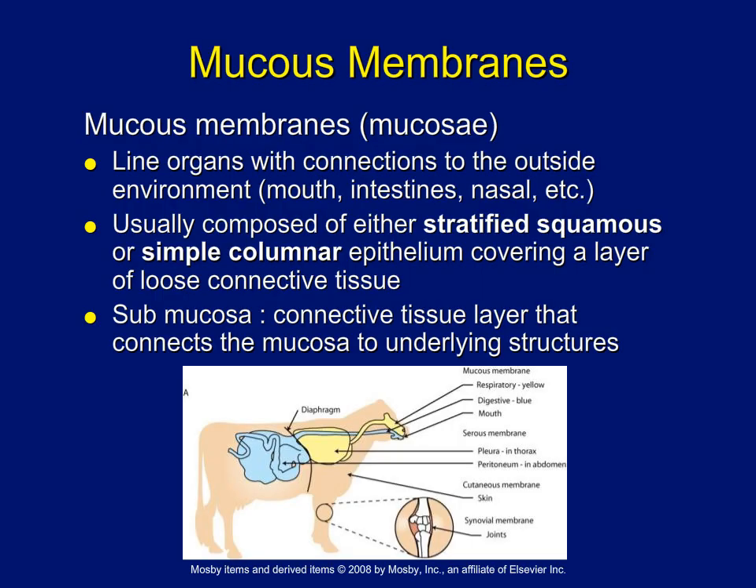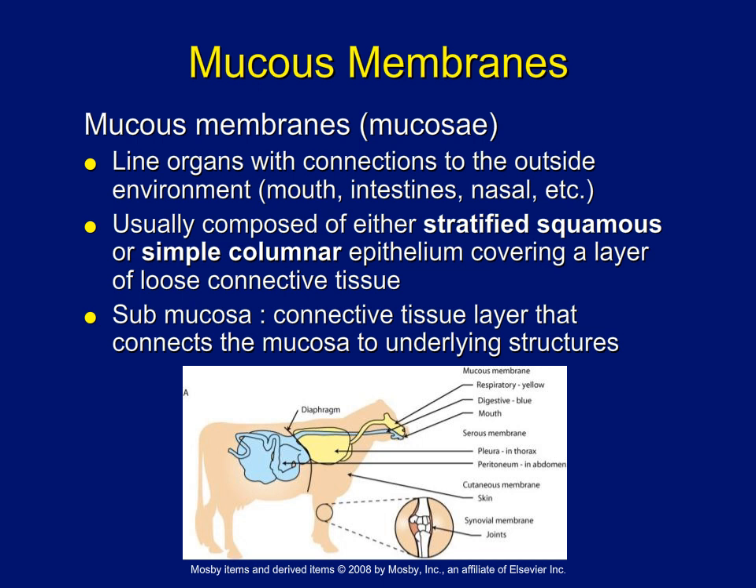Okay, now that we've learned about the four primary tissue types, we can go on to talk about membranes, because membranes usually have more than one type of tissue involved. The first of these membranes is the mucous membranes, also called the mucosae. Now, mucous membranes line organs that have openings to the outside of the body. For example, the mouth, the intestines, the rectum, they all have passages to the outside of the body, so they're going to be lined with mucous membranes.